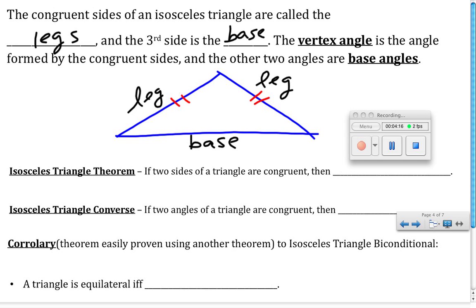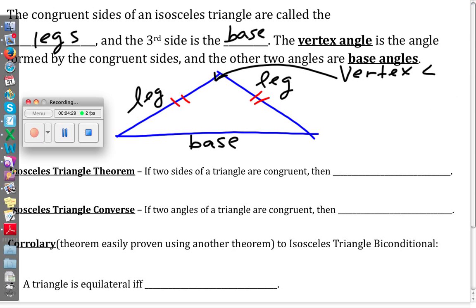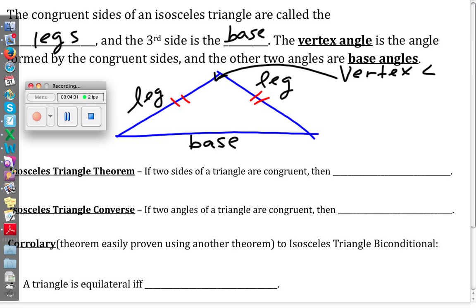The vertex angle is the angle that is formed by the two congruent sides, so that would be this one up here. And base angles are the other two angles. So that's this.